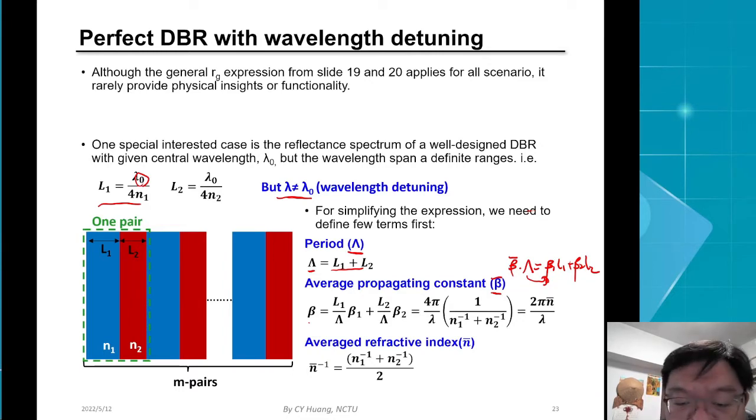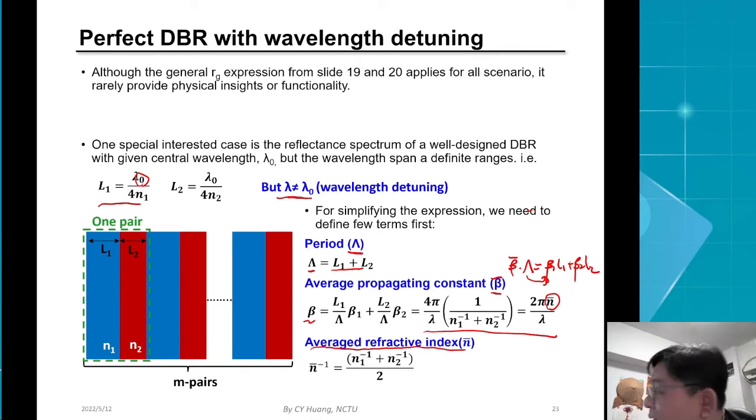With the average propagation constant, we can refer to an average refractive index. After comparing the equations from both sides, you will obtain our average refractive index as one half of n1 inverse plus n2 inverse, then inverted again. So it's something like a geometric average, a little bit like it, but not exactly.